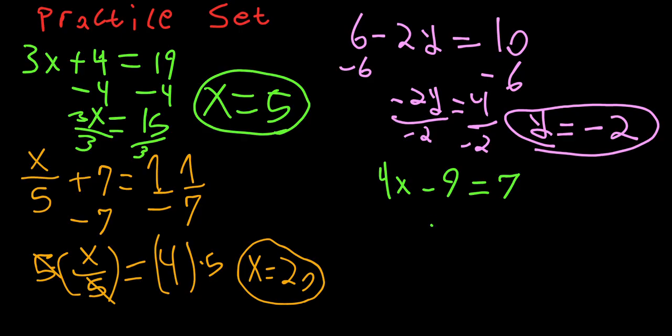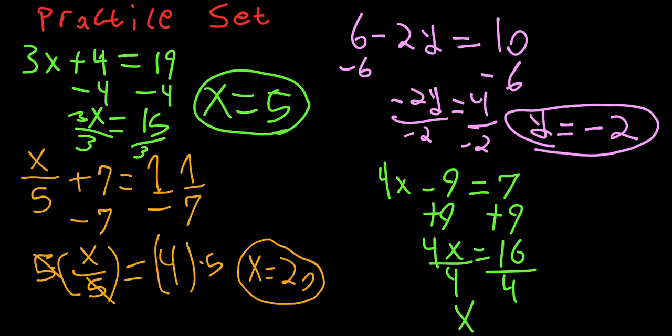And now we have 4x minus 9. We'll do addition first. Add 9 to both sides. And we get 4x equals 16. We divide both sides by 4. And we get x equals 4. This is our final answer. X equals 4.